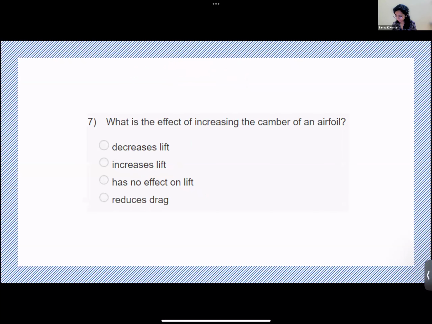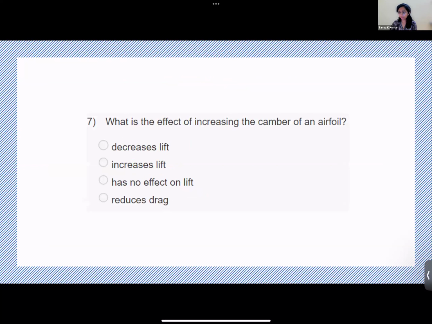Next, what is the effect of increasing the camber of an airfoil? Very straightforward question. What is the answer? Increase the camber? Yes, it increases the lift. Correct. Increases the lift. Doesn't say much about the drag, okay? So it does have an effect on drag, but we increase the camber to increase the lift. And it doesn't really reduce the drag.